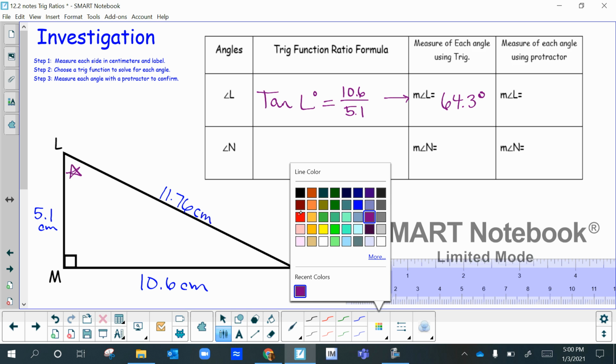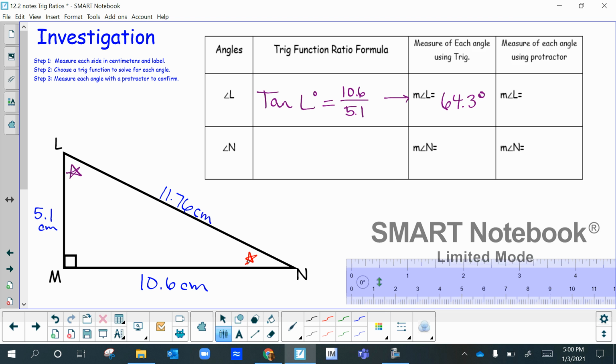So if I'm going to solve for angle N, you can use the same one if you want to. If you want to use tangent again, you can. If you want to use sine or cosine, it doesn't matter. So I'm going to use sine just to change it. Sine of N equals, remember sine is opposite over hypotenuse, so it's going to be 5.1 over 11.76.